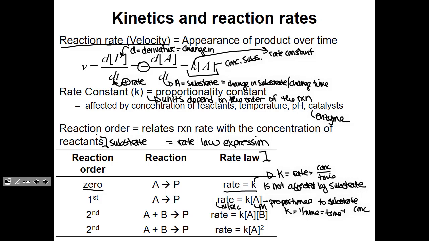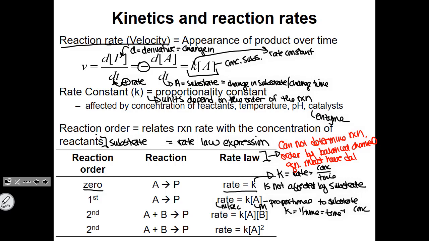All right, I do want to mention, this is very important, I'll put it in red, that you cannot determine the reaction order by the balanced chemical equation. This is very important. You must have experimental data. This is extremely, extremely important. All right, you must have experimental data.